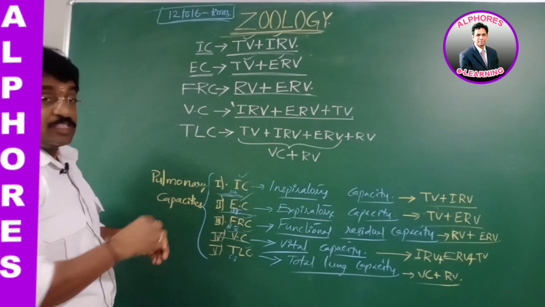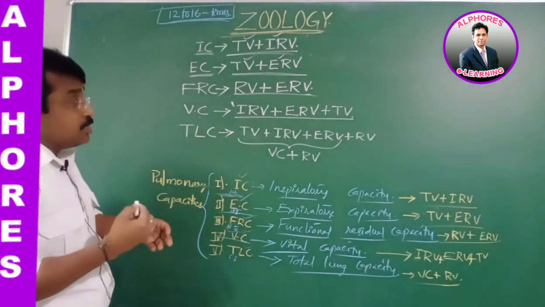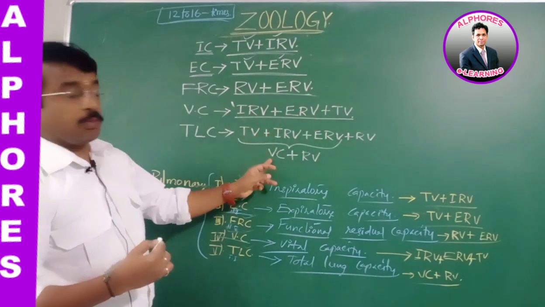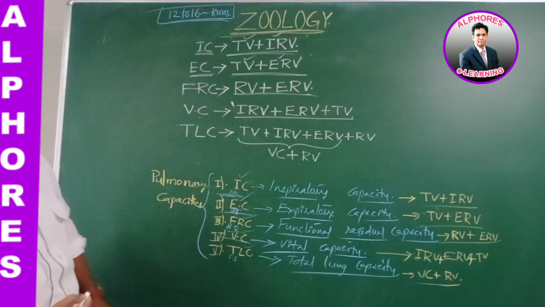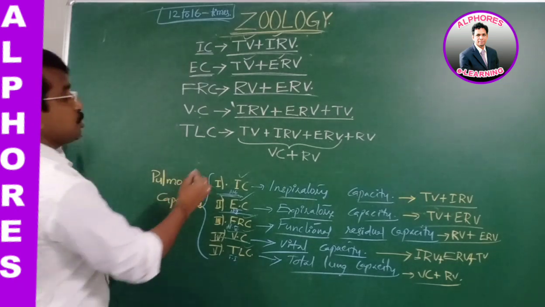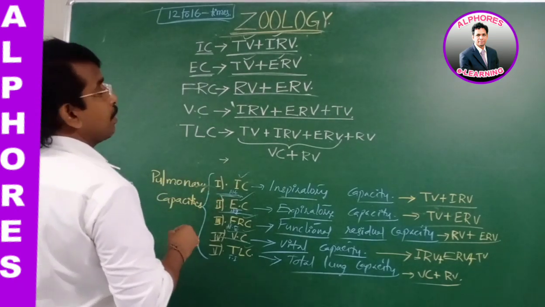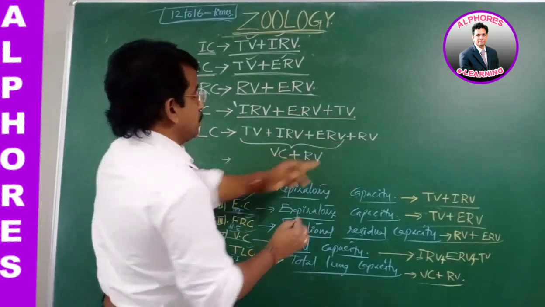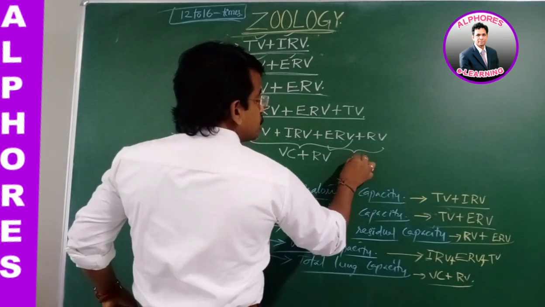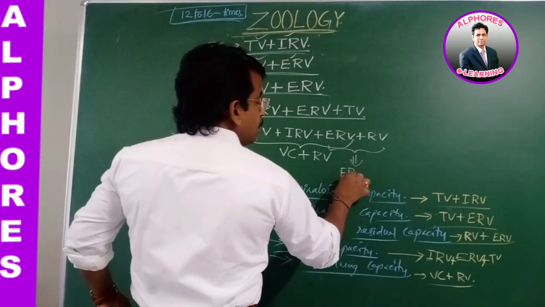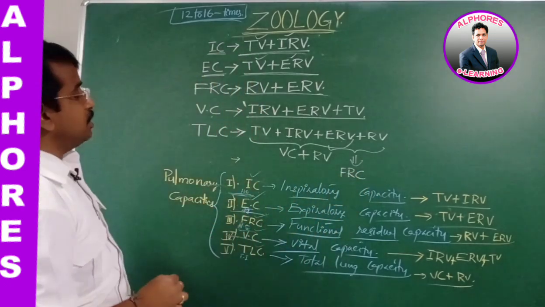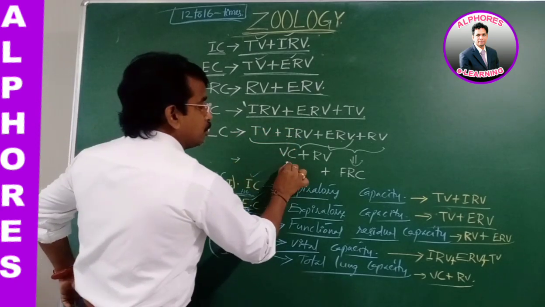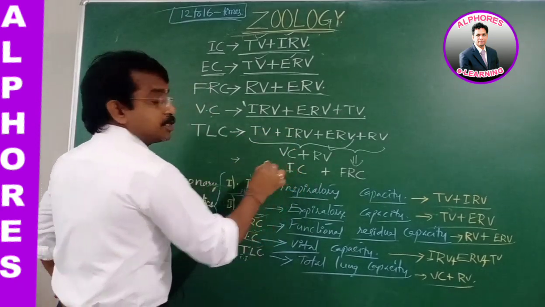Next, let us see whether any other possibilities are there. IRV, ERV plus TV is equal to vital capacity, plus residual volume. Next, let's see whether RV and ERV together give FRC, functional residual capacity, and TV and IRV is equal to inspiratory capacity. Is it right or not?